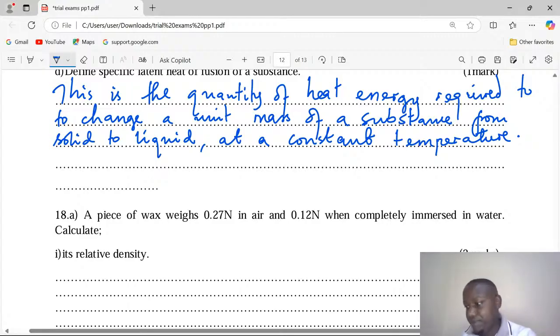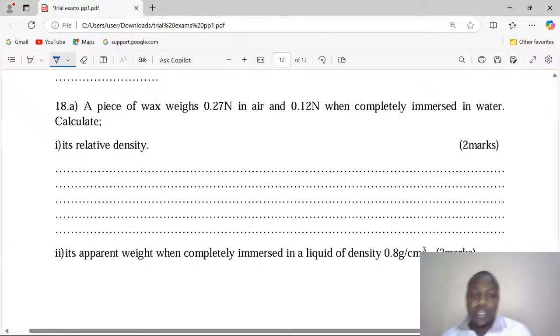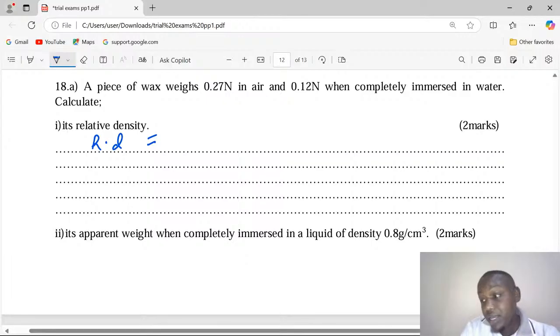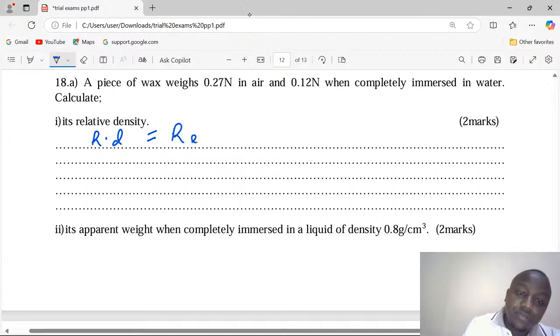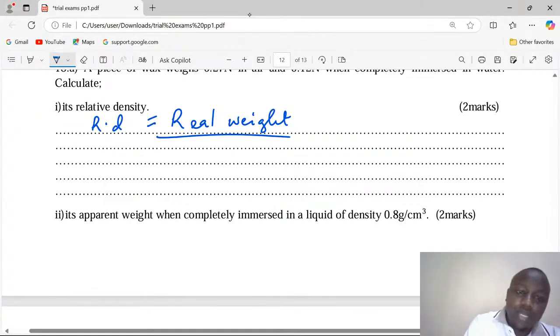Remember, we are winding up now at number 18. A piece of wax weighs 0.27 newtons in air and 0.12 newtons when completely immersed in water. Calculate part 1, its relative density. Now, relative density is usually given by real weight out of upthrust in water.